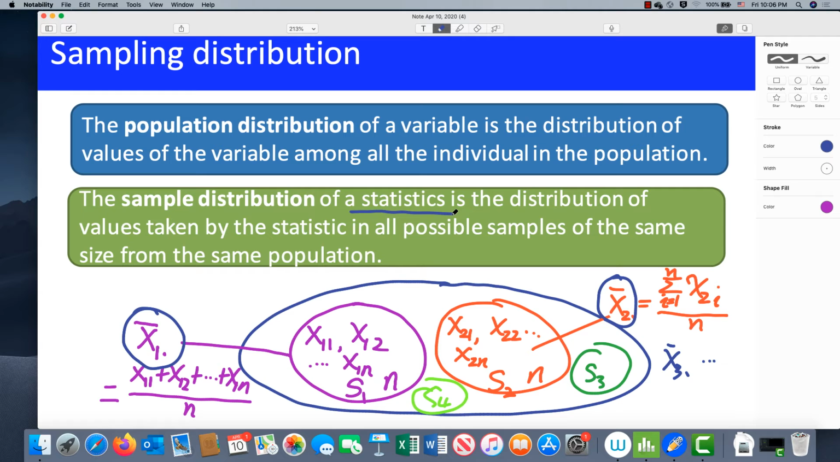Now, the statistic could be the sample mean, which is x bar, or it could be S, which is the sample standard deviation, or it could be the sample proportion. So the central limit theorem is about the sample distribution of a statistic. Mainly we talk about the sample distribution of a sample mean.